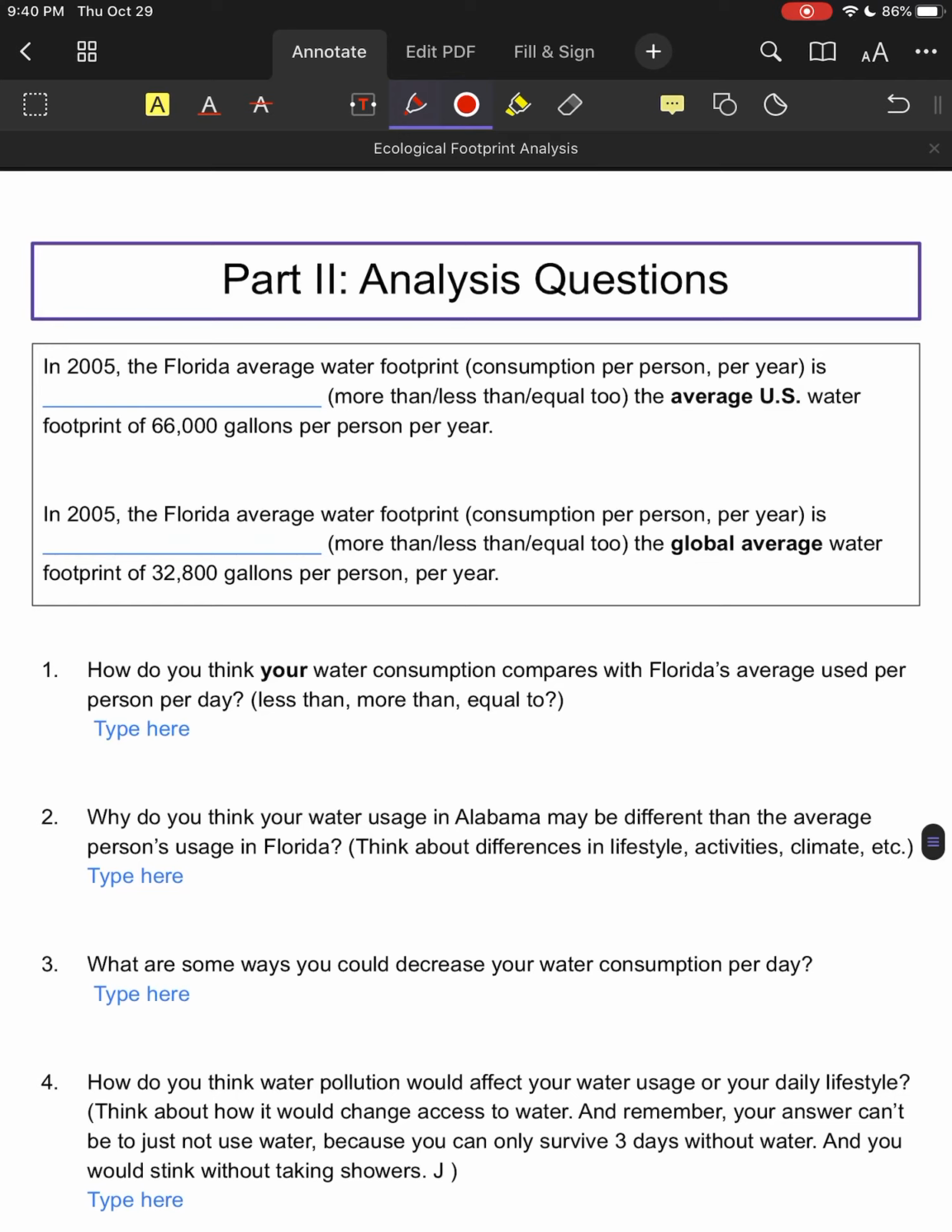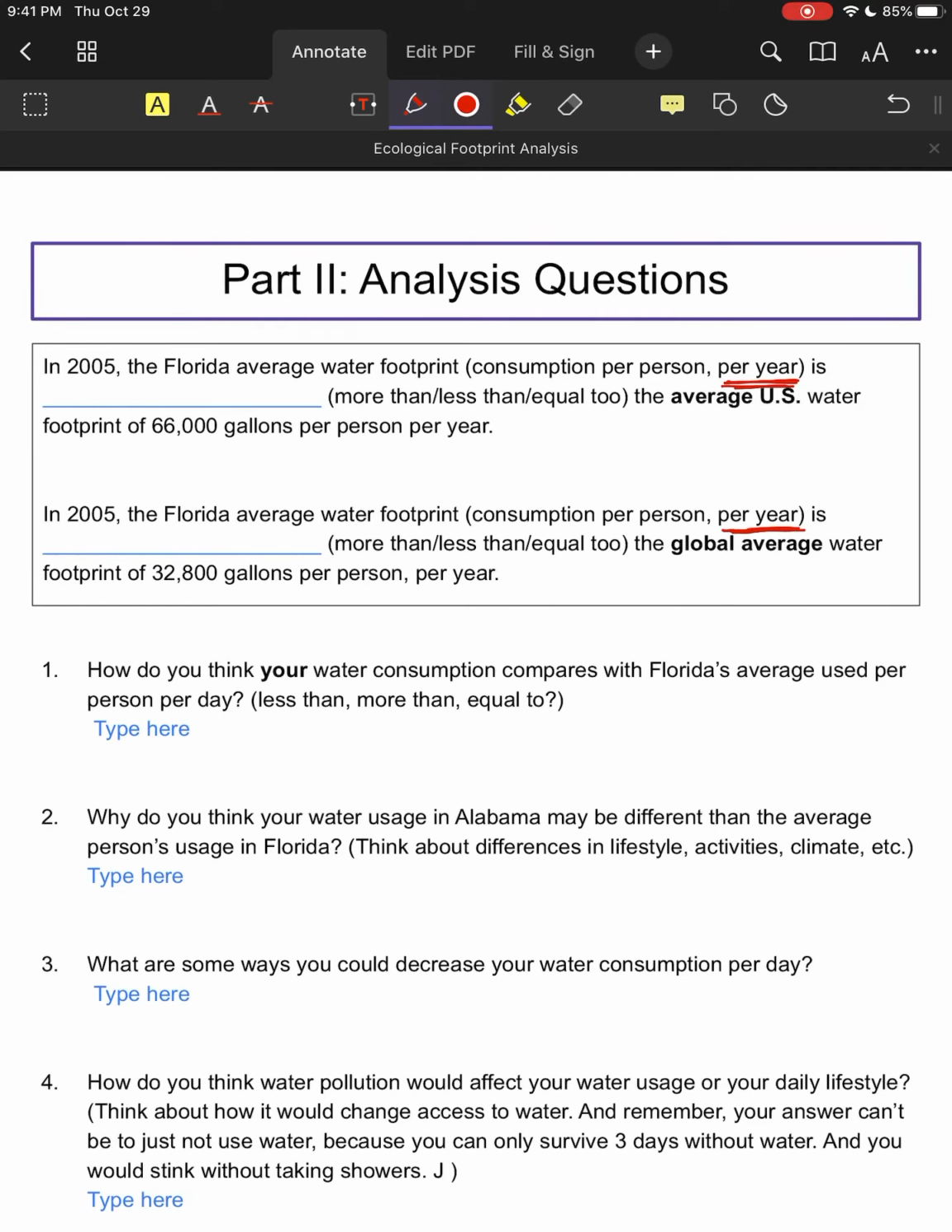Then you have some analysis questions. So this first box, you're basically just comparing the average person per year. Okay, so make sure you're pulling from the correct column. You're not looking at the per day number. You're looking at the per year. Okay, you're just filling in, is it more than, less than, or equal to?